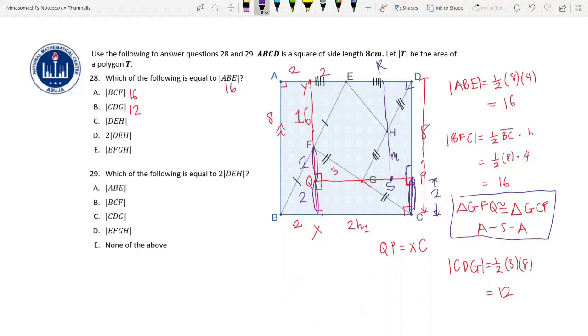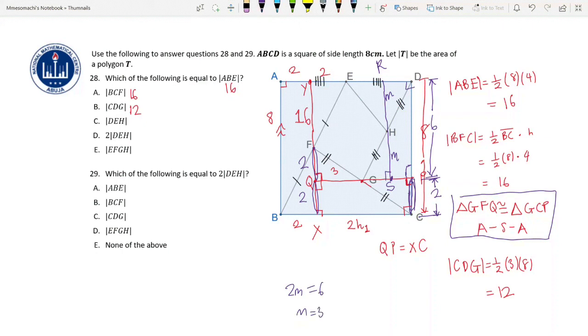So this side length here is M, this side length here is M. And recall that we got that from here to here is 2. So it means from here to here is 8 minus 2, which is 6. That is PD is 6. Okay, so since opposite sides of a rectangle are equal, we have 2M, that is M plus M, is equal to 6. So M is equal to 3.